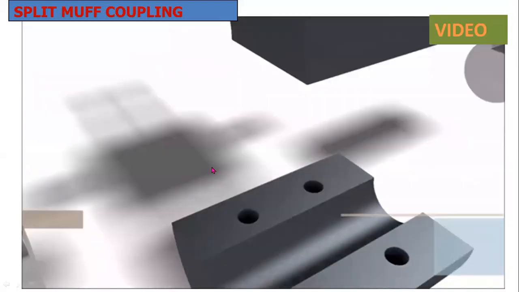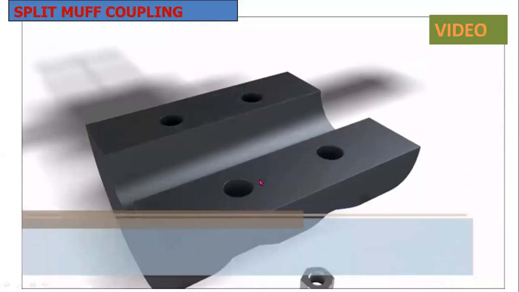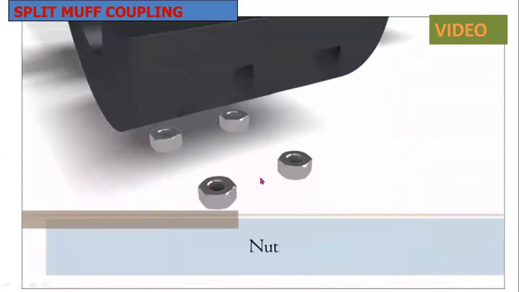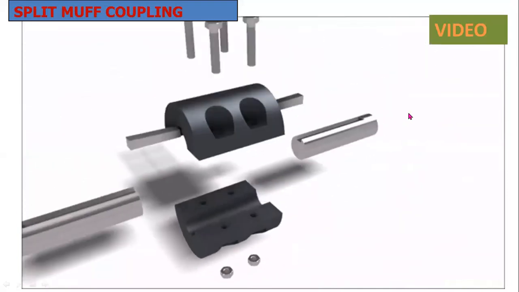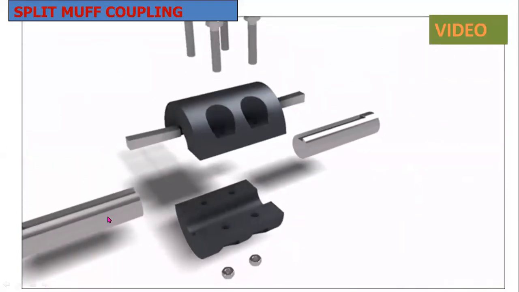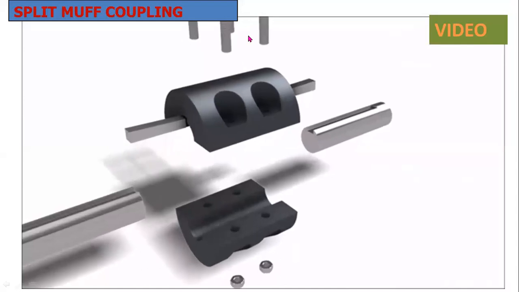So this is a key. This one is a split muff. These are the nuts, this one and this one. This is the shaft. Okay, these are the bolts.